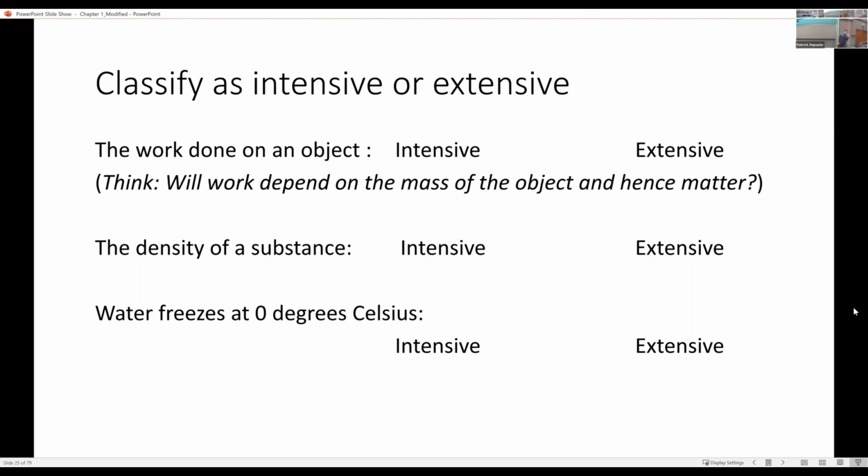Density of a substance. Good, intensive, because it doesn't matter how much of the substance it is. If I have an ocean of pure water and I have a cup of water, the density is going to be 1 gram of water per milliliter. So it's an intensive property. Water freezes at 0 degrees Celsius. Intensive, yes. It doesn't matter how much water you have, it's always going to freeze at 0 degrees. So, good.